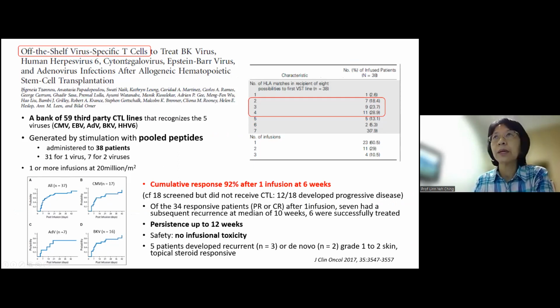They further expanded to target 5 viruses, similarly for post-allo transplant patients. These VSTs are generated by stimulation with the pool peptide method that I elaborated earlier. That was a bank with a size of 59 VST lines, and 38 patients received these third-party T cells. The response rate at 6 weeks is high at 92%, and some patients required retreatment. Persistence was short-lived, but these are only partial HLA matches, and this is not the critical problem because it only serves as a bridge until the patient recovers their own immunity, and then it is not required anymore. And there is no problem of severe GVHD.